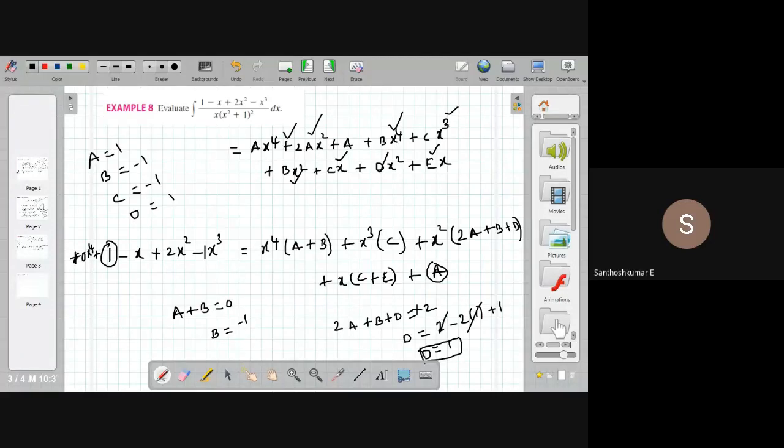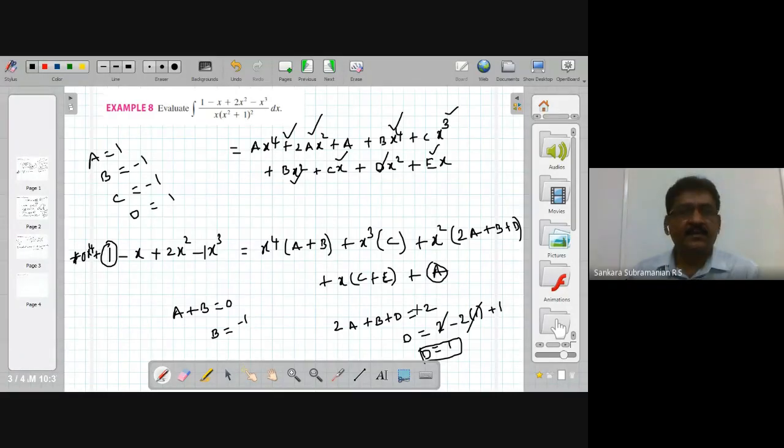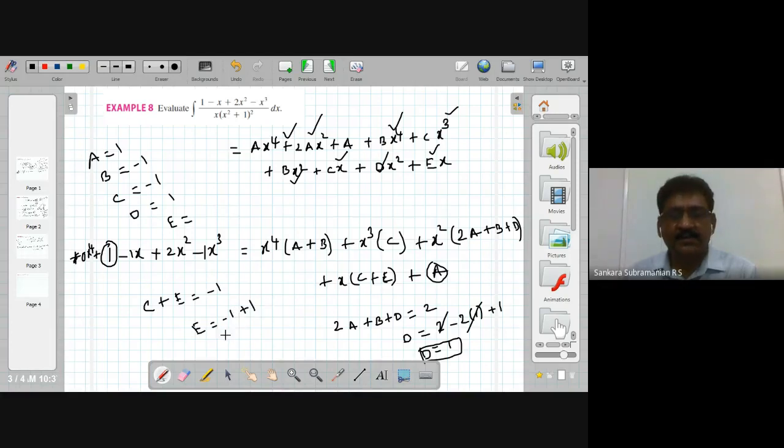And also c plus e equals minus 1. Oh, fine, we need e. A, B, C, D, E. c plus e can be equated to minus 1, because the coefficient of x is c plus e on the right side, and the coefficient of x is minus 1 on the left side. I'm interested in finding e. e equals minus 1 minus c. Minus c is plus 1. So e is 0.